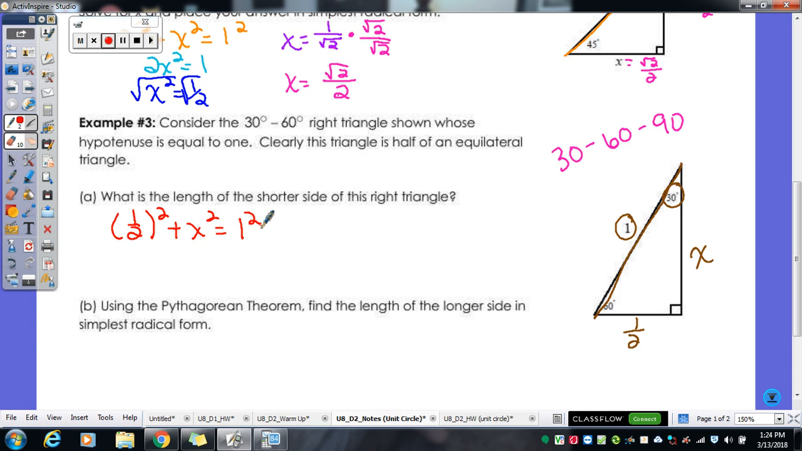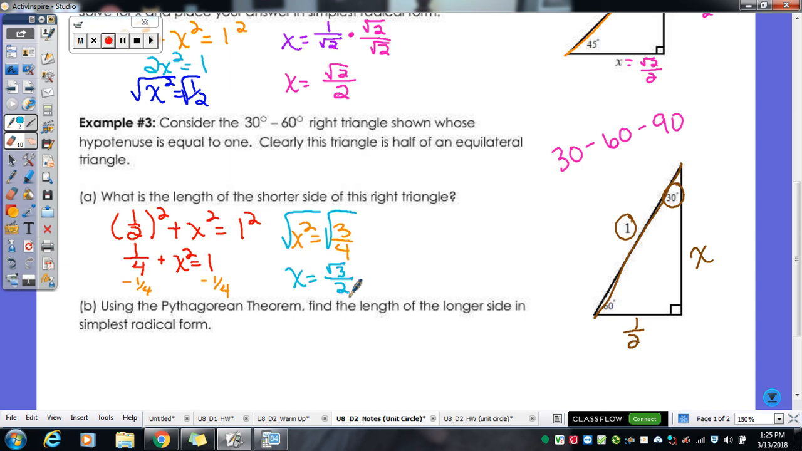So what's 1/2 squared? Please stop trying to guess. Or 1/4, yeah. Now what do we do with our 1/4? Subtract it. X squared equals 3/4. And now we do what? Take the square root. Then we get the square root of 3 over the square root of 4, which equals the square root of 3 over 2.